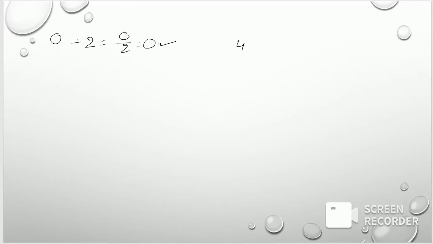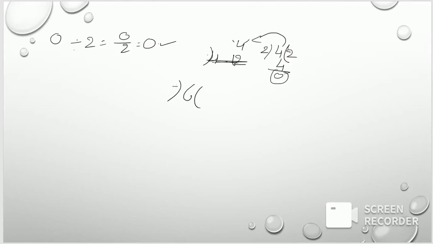For example, you take the number 4. This 4 is divided by 2. That means 2 twos are 4, and the remainder is exactly 0. That means 4 is exactly divisible by 2. In the same way, 6 also, 2 threes are 6, so 6 is also divisible by 2.